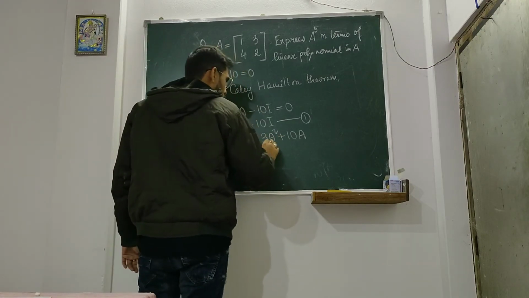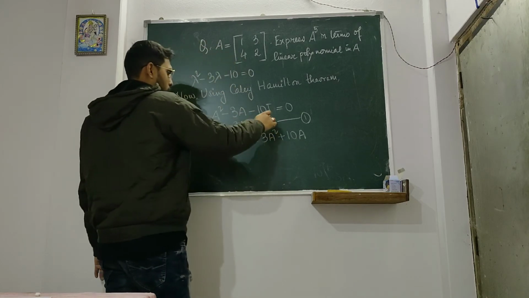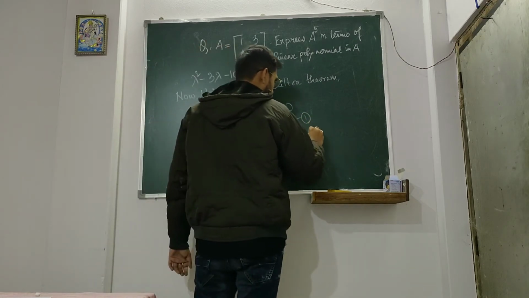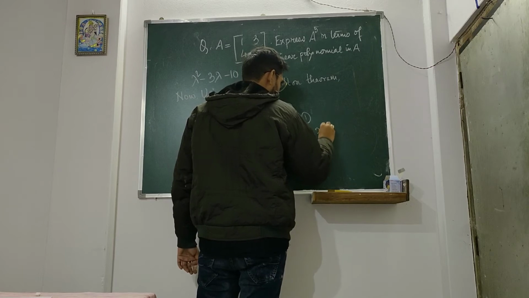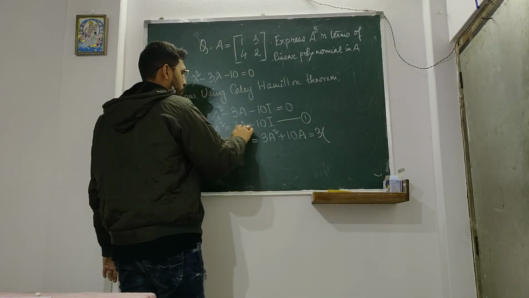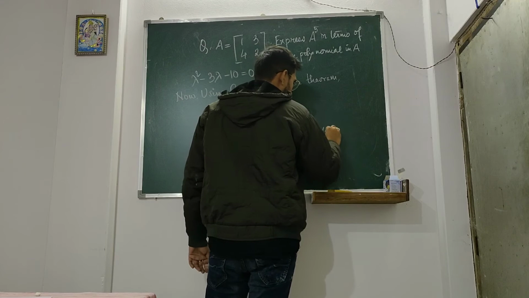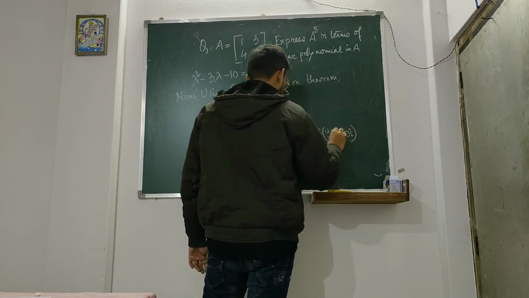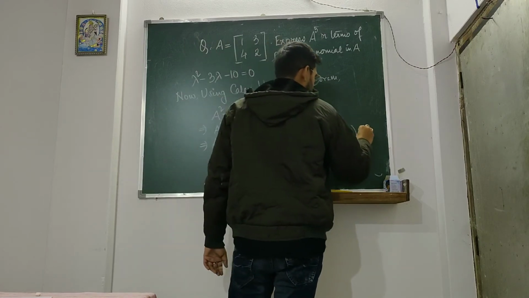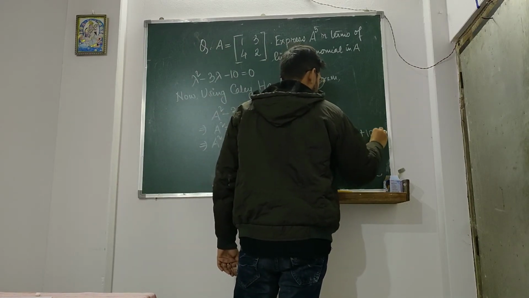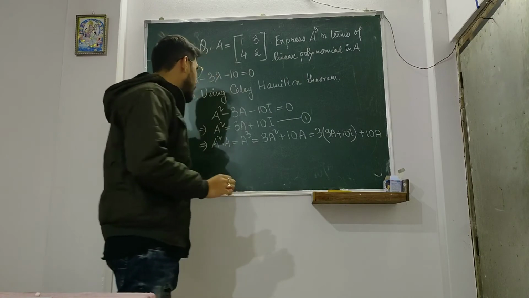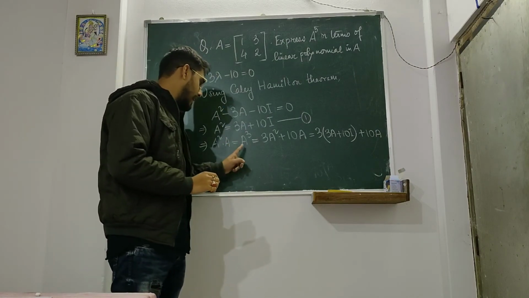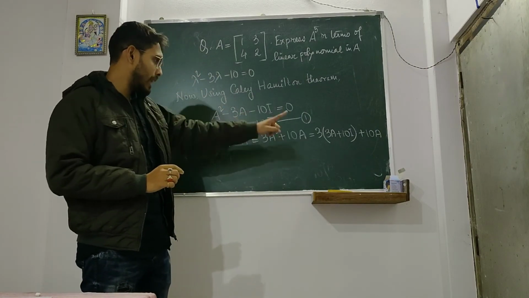Now we can also replace this a square with equation 1. So we can write 3 into a square, which was 3a plus 10I, plus 10a. Now why did we do that? Because we have to represent a5 in terms of a.